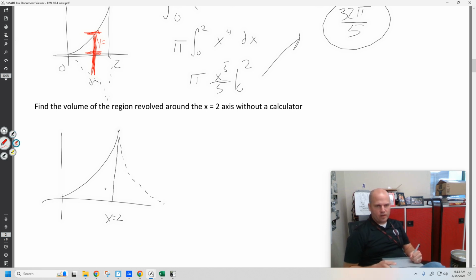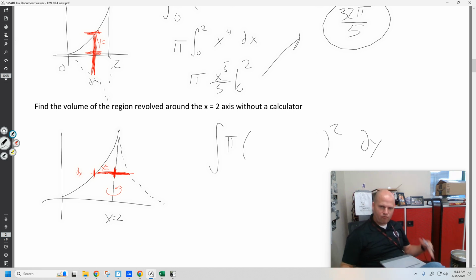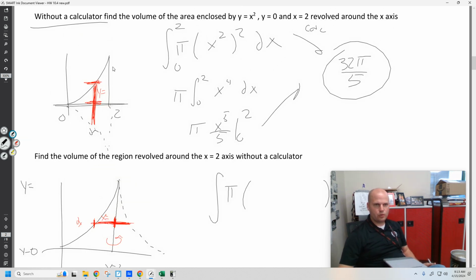If I'm revolving around this x equals 2 axis, it makes sense to use this horizontal rectangle being spun, which has this x equals distance that goes from the middle to the outside. It's got a very small y distance. Sum up my pi r squared h's. The h is the very small y distance. Do it from a y equals bottom to a y equals top. Where's the y equals top? If I plug in 2, I get 4.